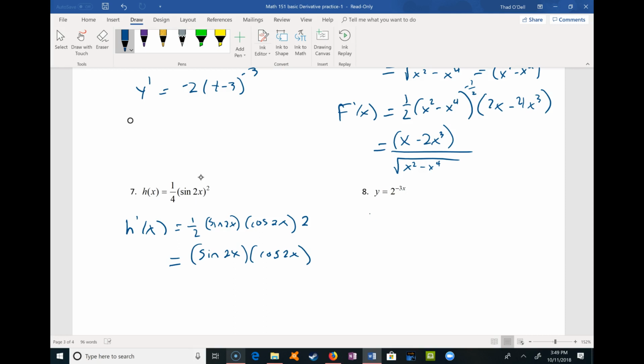And finally, the derivative of that would be y prime is equal to ln 2 times 2 to the negative 3x times the derivative of negative 3x, which would be negative 3. So that would be negative 3 ln 2 times 2 to the negative 3x. But of course, that could be written as y prime is equal to ln of 1/8 times 2 to the negative 3x.